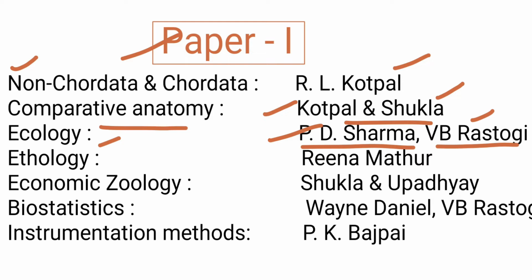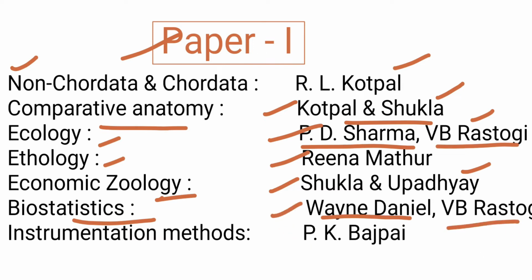Now moving to ethology, that is animal behavior. You can purchase Reena Mathur. It is a good book. You can read this one. And moving to economic zoology, Shukla and Upadhyay is a good option. You can go for it. Then for biostats, you can use Wayne Daniel or Verma and Rastogi, whichever you would like to go for.